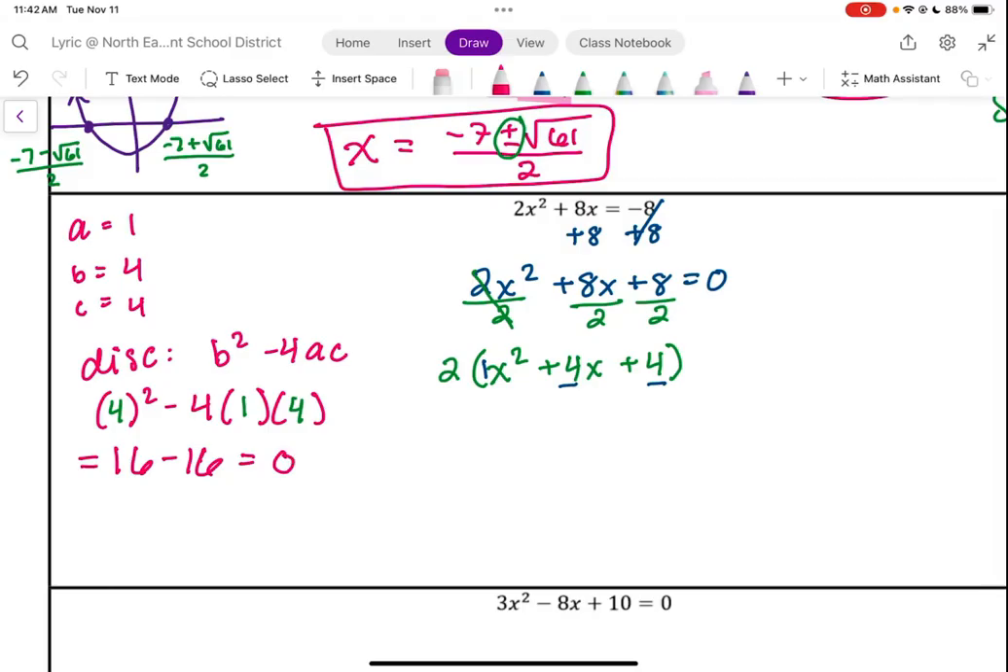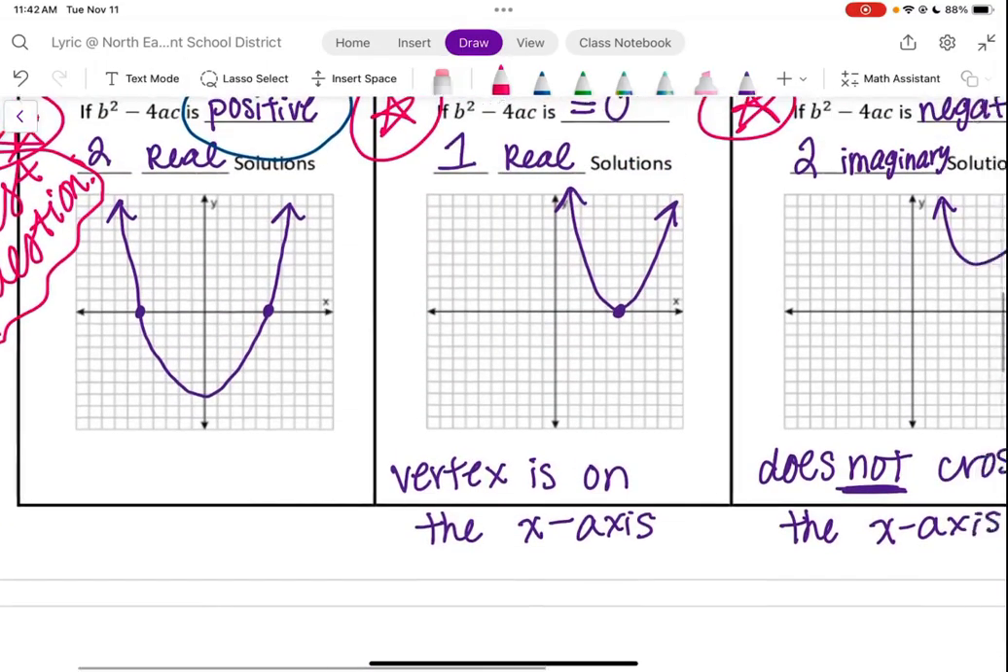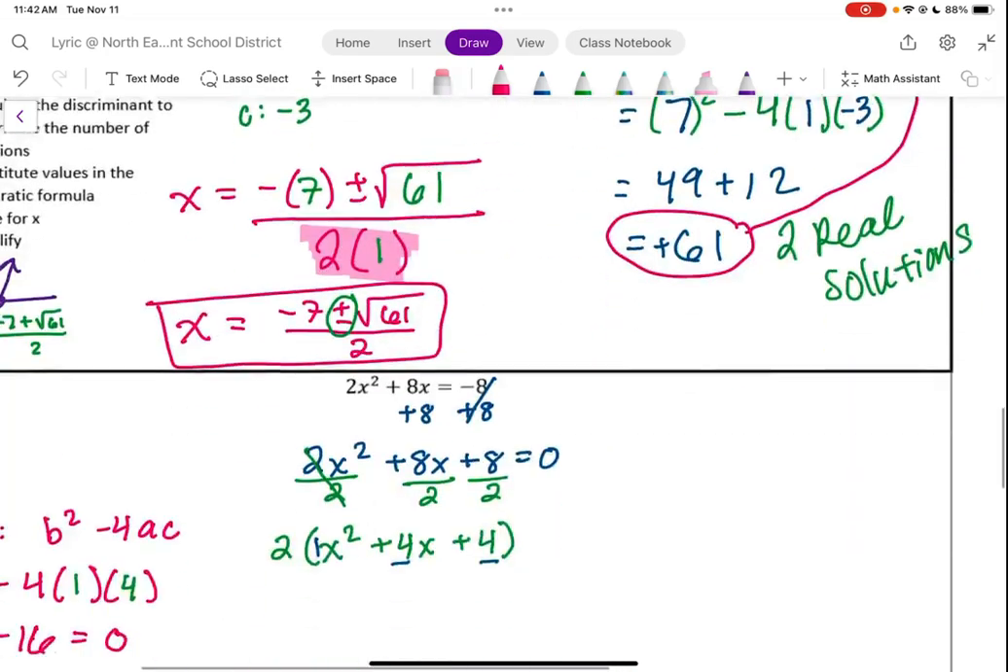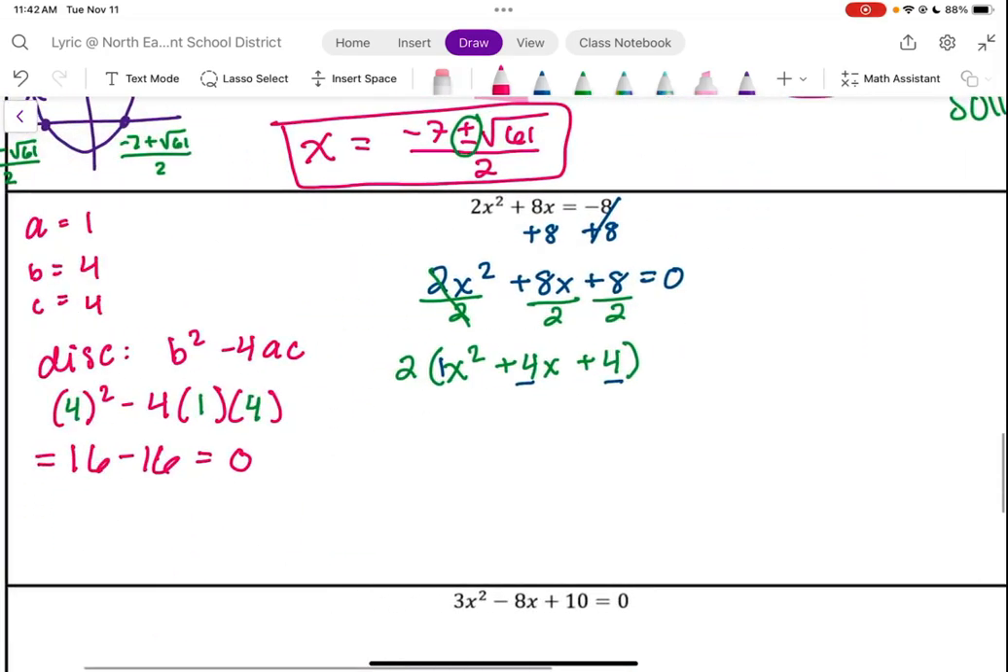So because our discriminant is 0, how many solutions do we have? We look back at the first page. If your discriminant is 0, you have one real solution. So this means we have one real solution.